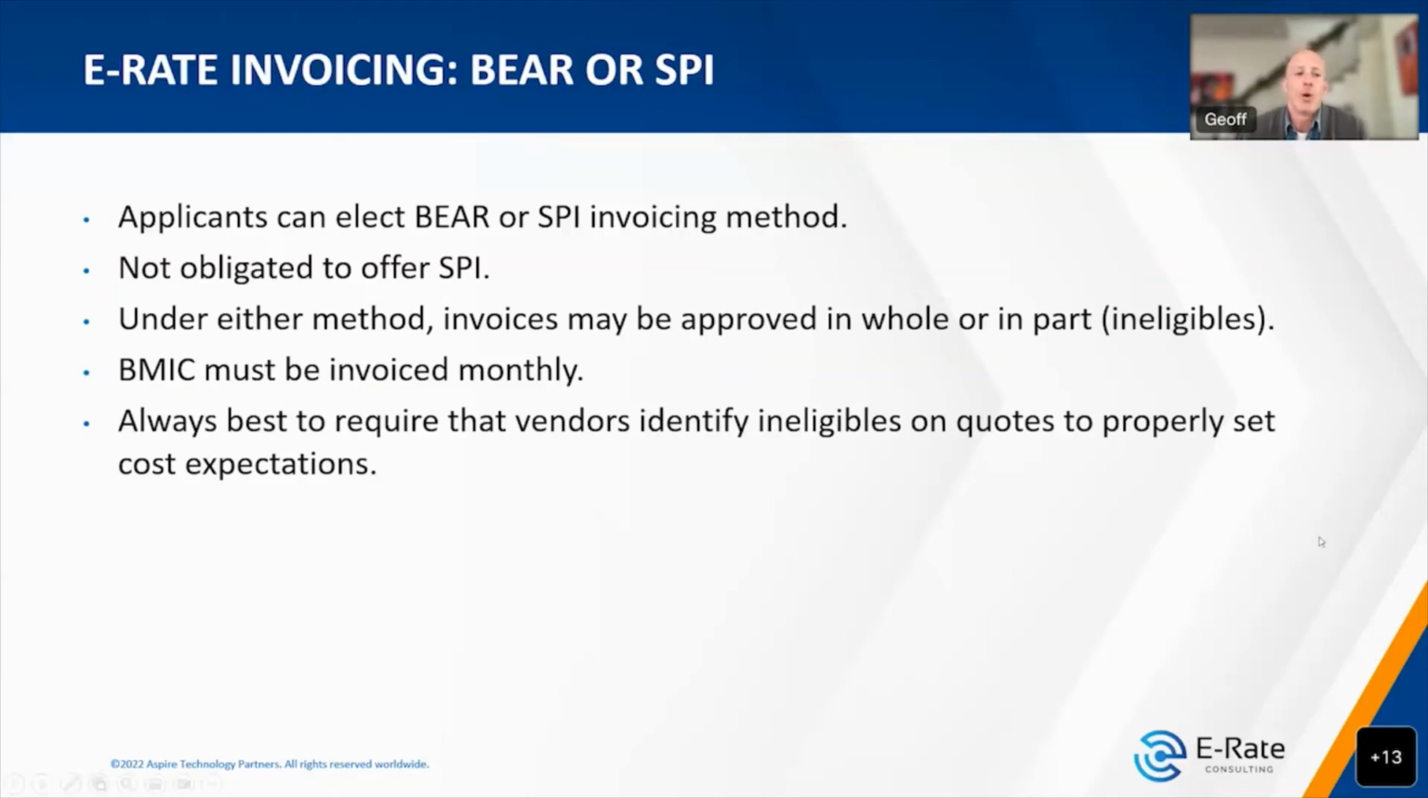And what we always ask vendors to do is identify ineligibles on their quotes. So on the Form 470 and our specification documents, we say vendors must identify ineligibles on all quotes, okay? The reason for that is to properly set your expectations. The last thing you want to find out is that the firewall license that you were buying for $50,000 is actually only 30% eligible. Finding that out after the fact essentially means that you have to come up with an additional $30,000, which is obviously something that we'd all like to avoid.